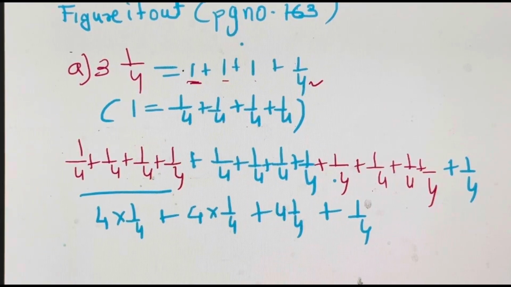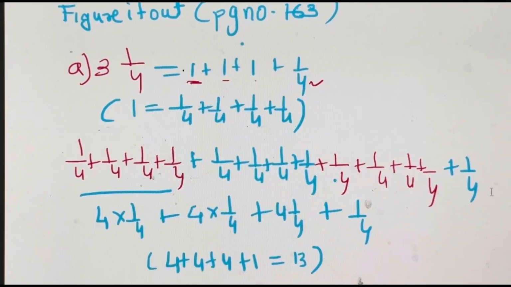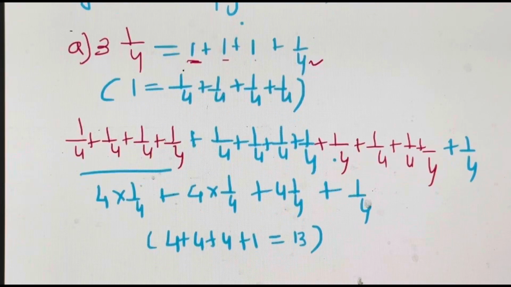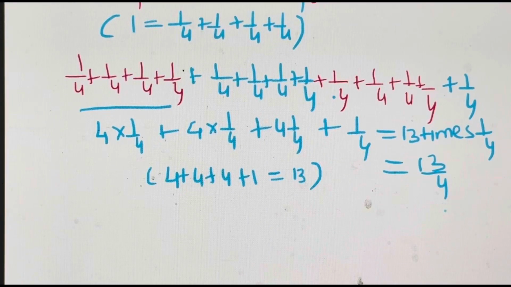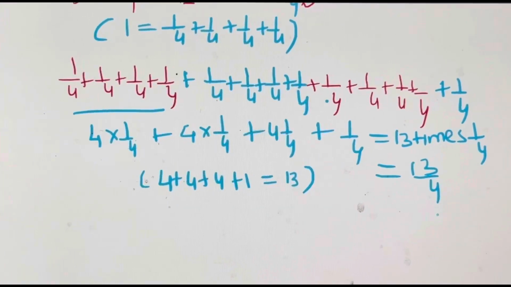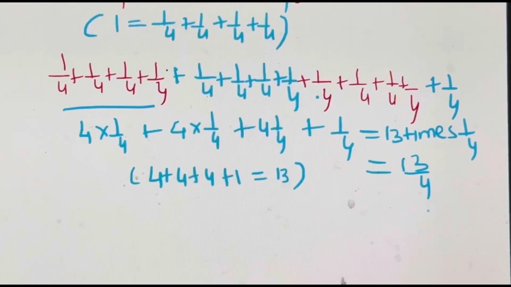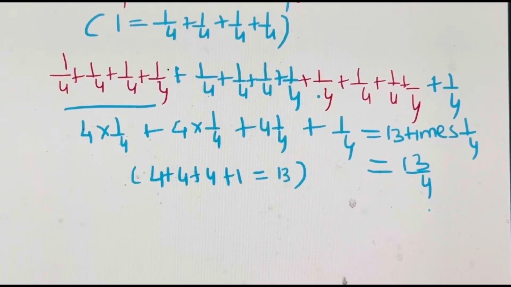So how many times 1 upon 4 are we getting? These 4s, I'll add here like this. 4 plus 4 plus 4 plus 1, that is equal to 13. So you're getting 13 times 1 upon 4, which is equal to 13 upon 4. Right? So you can represent this 3 whole 1 upon 4 as 13 upon 4.